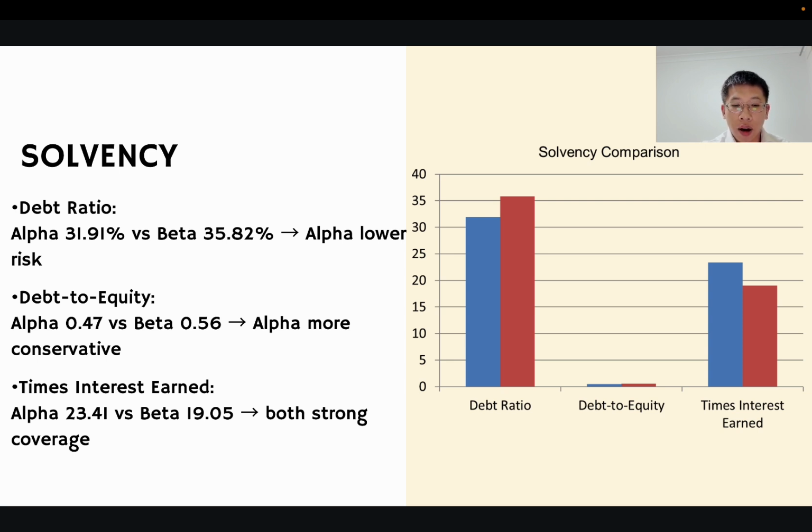Looking at interest coverage, both companies are in a very strong position. Alpha covers its interest expenses 23 times over, while Beta still has a healthy coverage of 19 times. Overall, Alpha is the safer and more conservative choice, while Beta takes on more risk for potential growth.